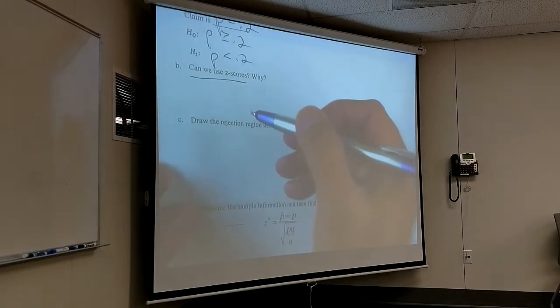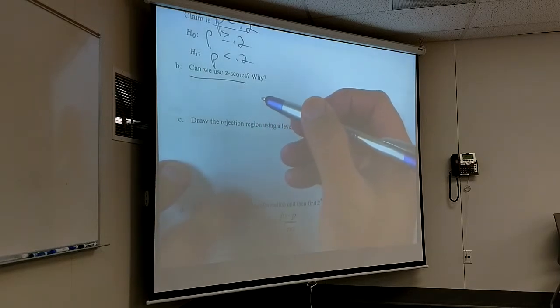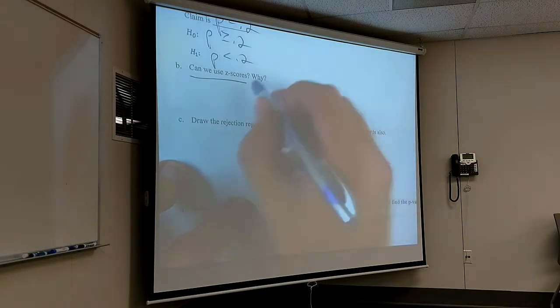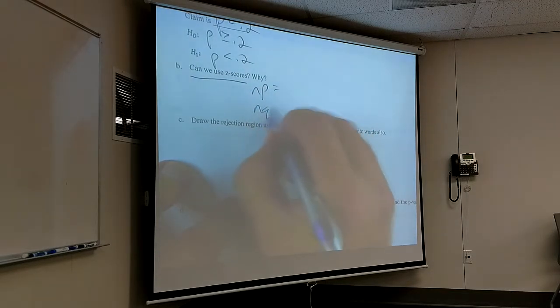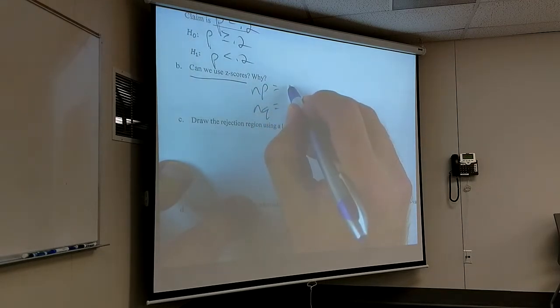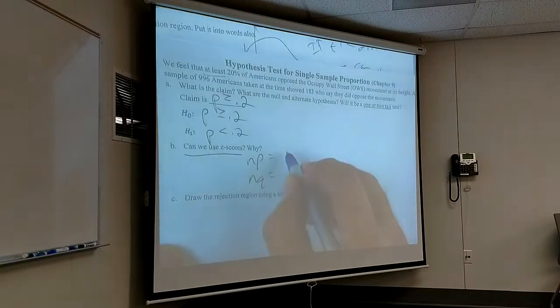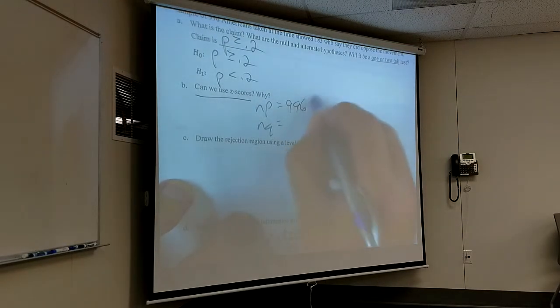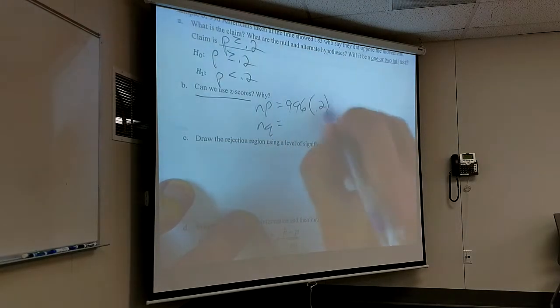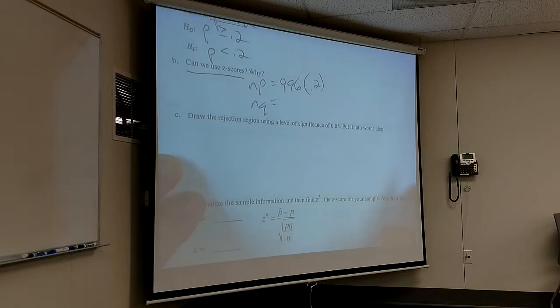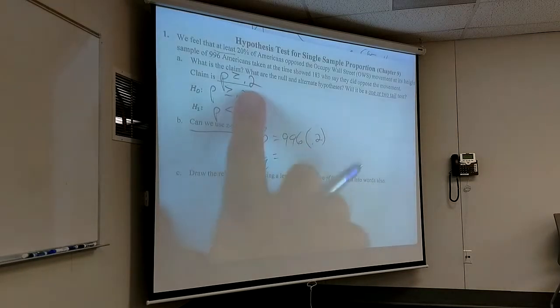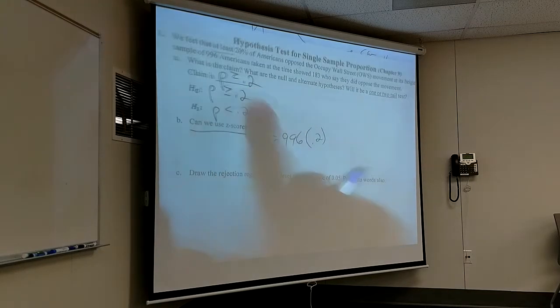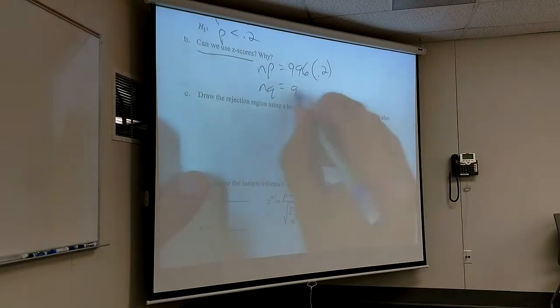I just did it a minute ago. I check that NP and NQ are at least 5. Well, what's N? 996. And what's P? No work required. P is 0.2. It doesn't say anything about P hat there, right? I only use P hat if I don't know P. And we know P. P is 0.2. Bam. We're assuming that to be the real percentage. We're saying assuming that's true. So what is 996 times 0.2?